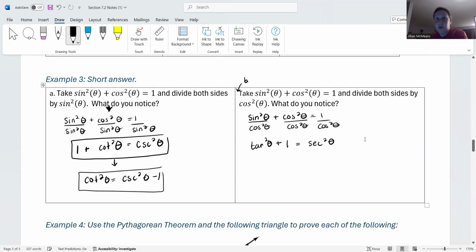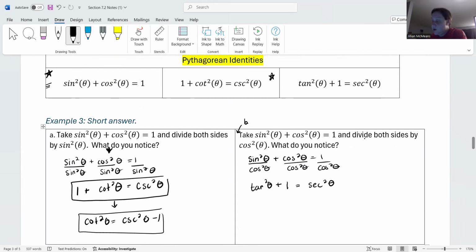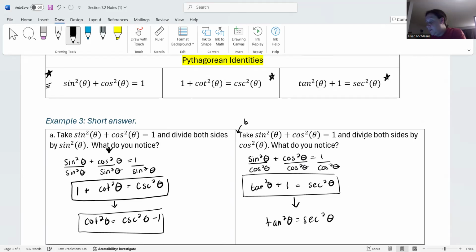So let's look at the Pythagorean identities. And this right here looks an awful lot like this. They're the same. So again, if we can memorize sine squared theta plus cosine squared theta equals 1, and then know how to manipulate that, you get the other two Pythagorean identities for free. Okay, so here's the third Pythagorean identity, and we could solve this for tan squared. We could say tangent squared theta equals secant squared theta minus 1.